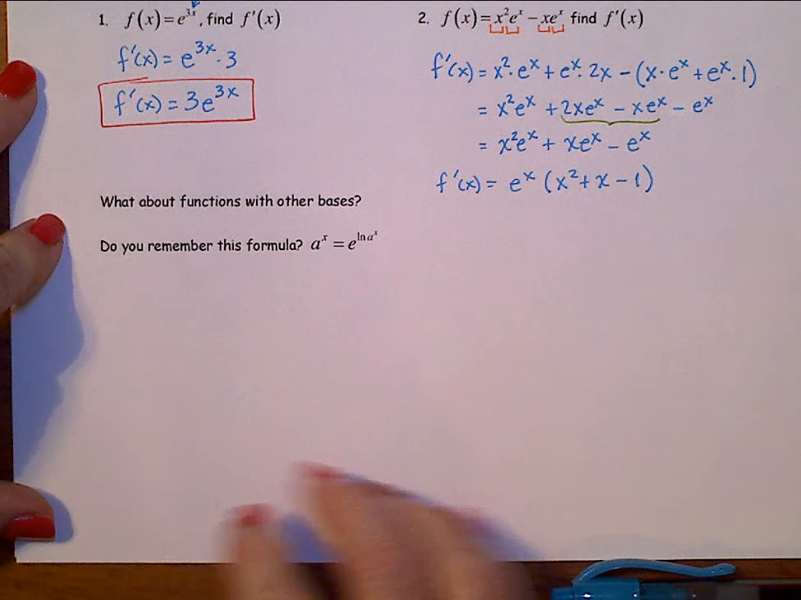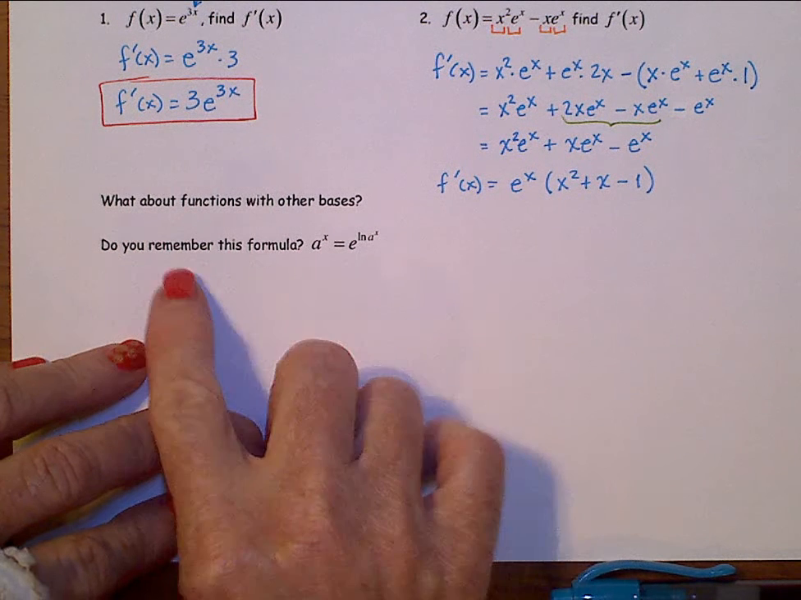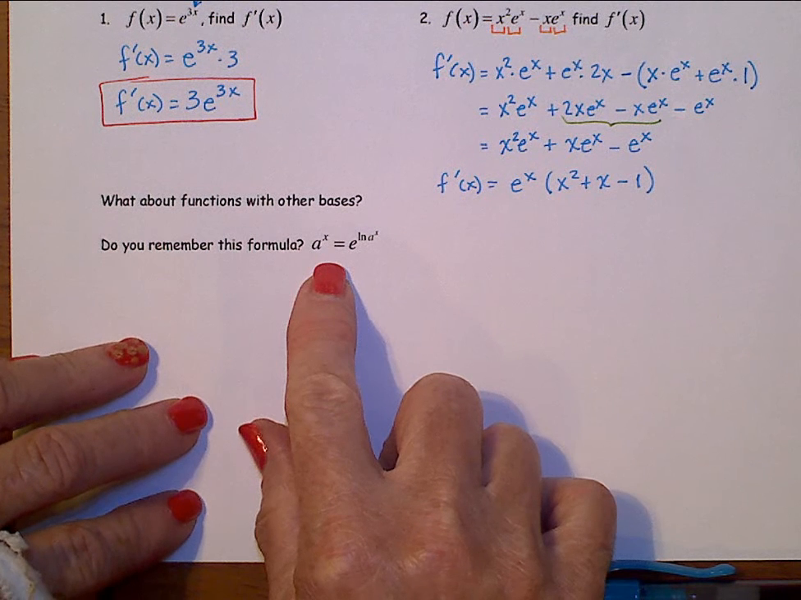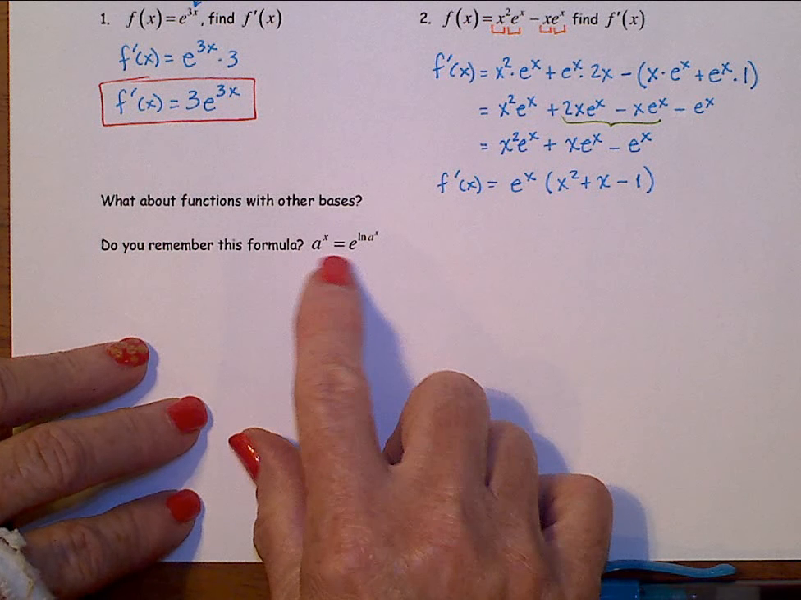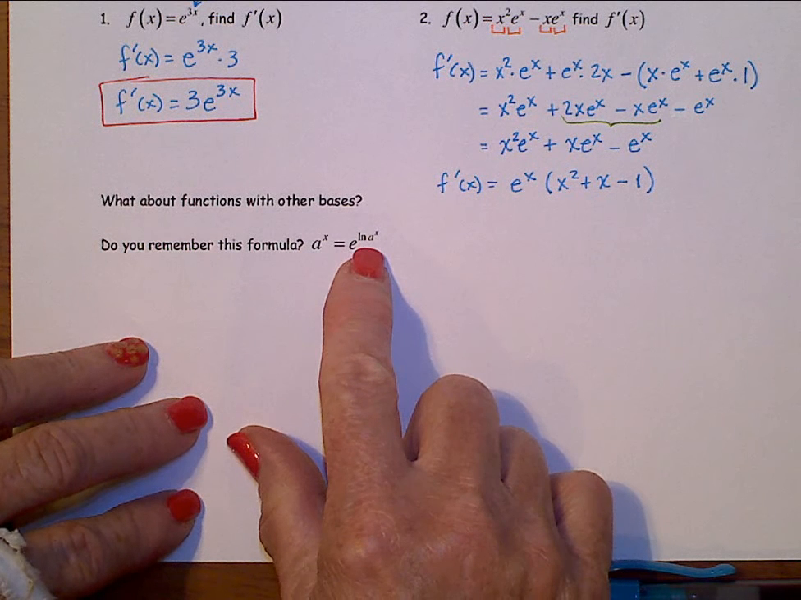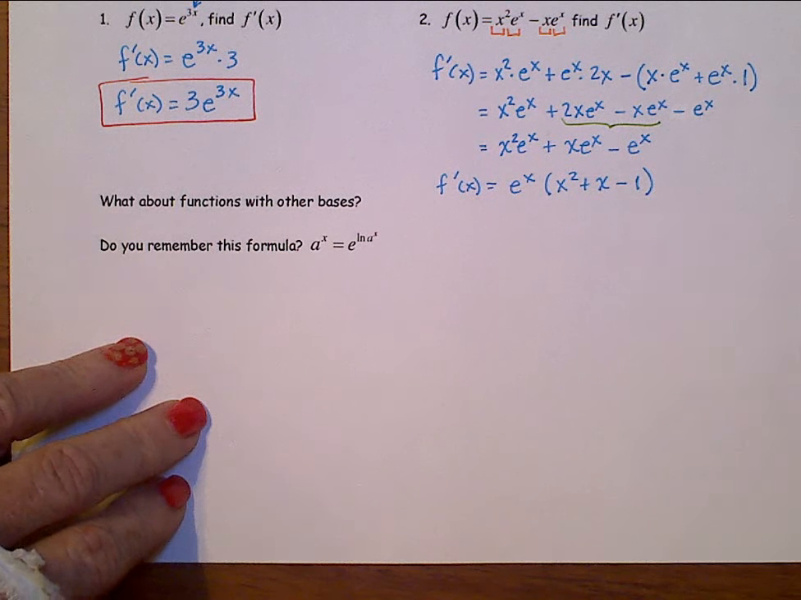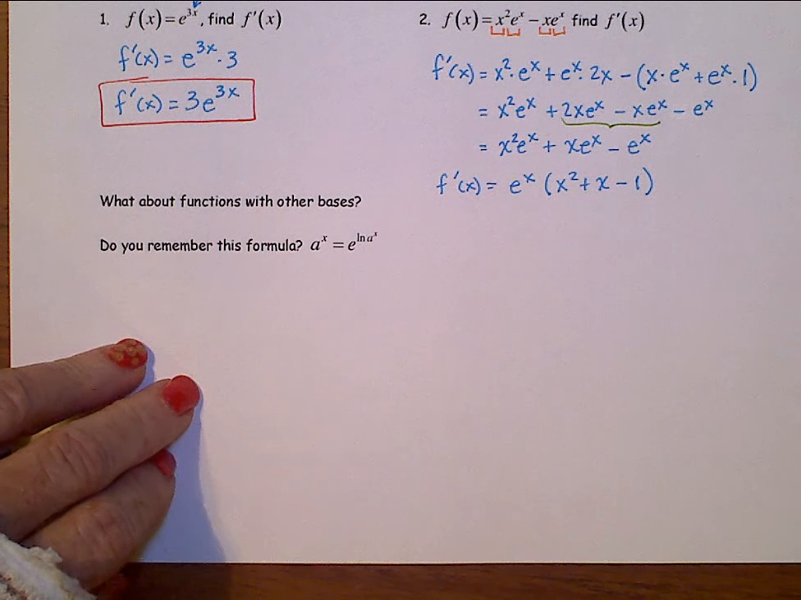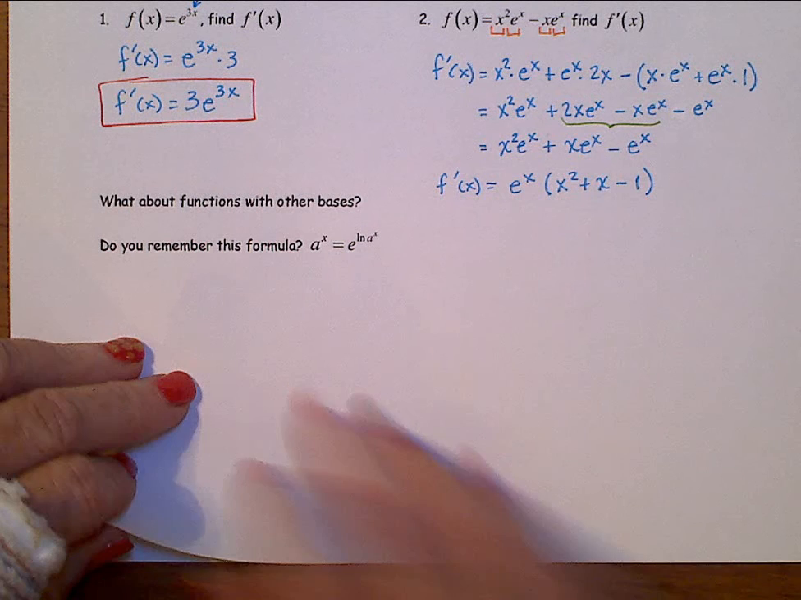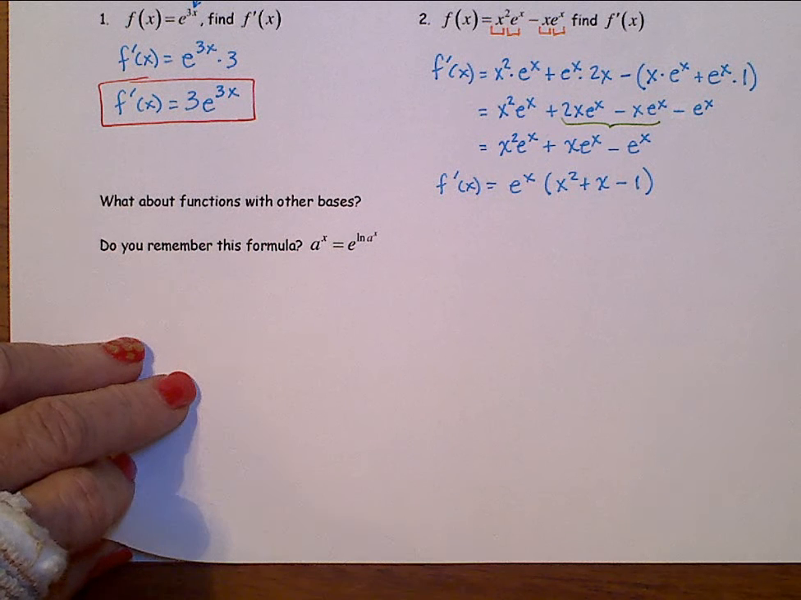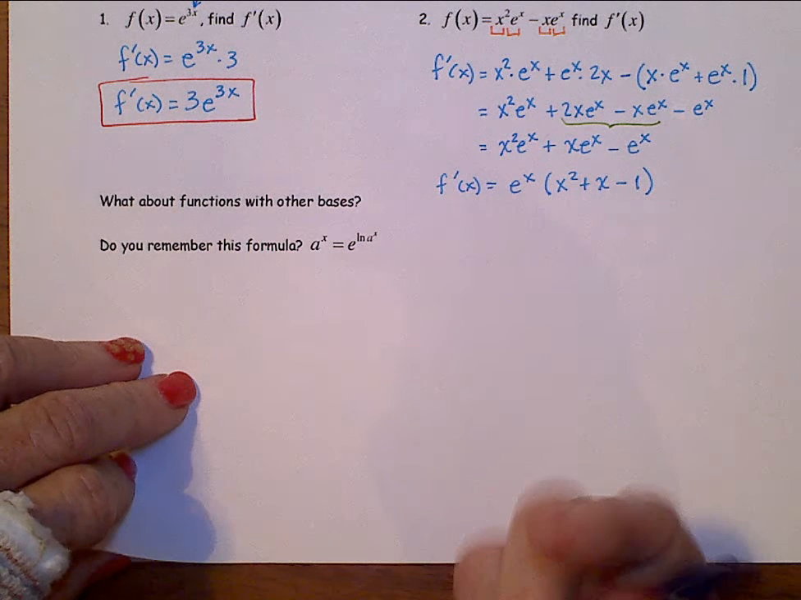In order to do that, we're going to have to remember this formula from pre-calculus. a to the x equals e to the ln a to the x. If you remember that formula, awesome. If you don't, just go with this for now. And we're going to have to do some manipulating here before we do a derivative.